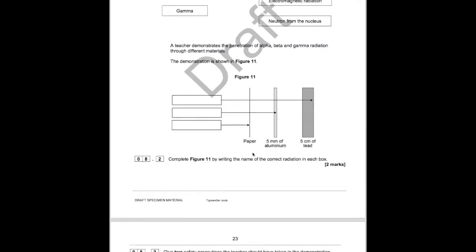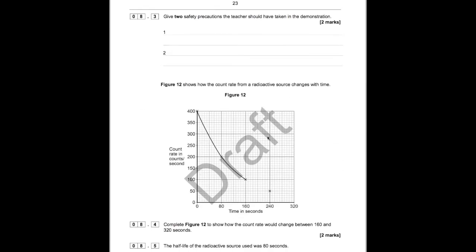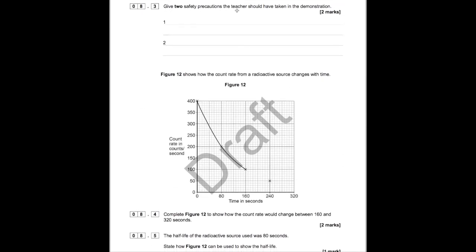Standard question. Give 2 safety precautions the teacher should have taken in the demonstration. Well, they could wear safety glasses, they could wear gloves, they could handle the radiation with tongs. Don't point the radiation at the students.